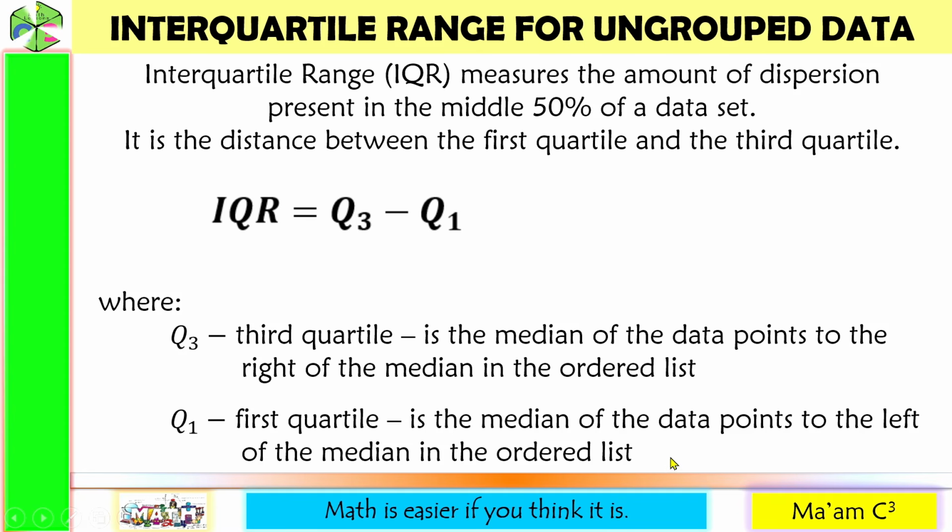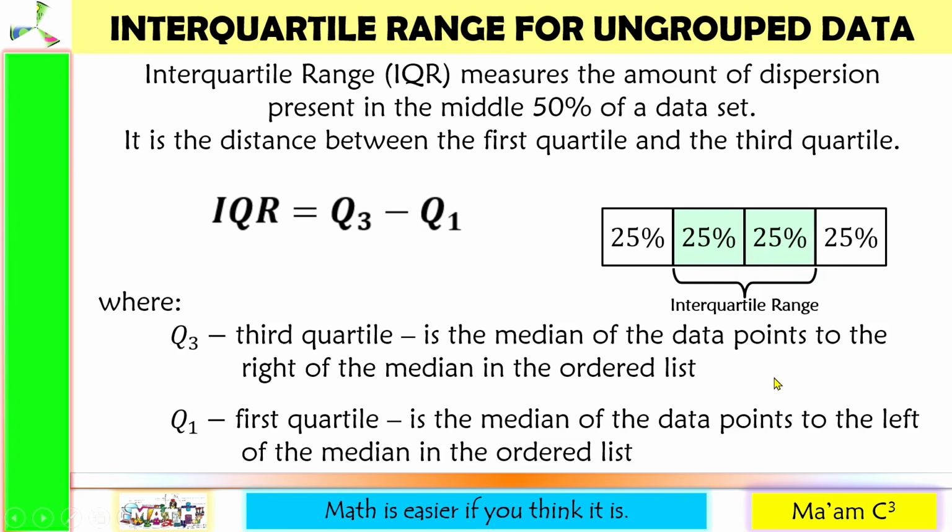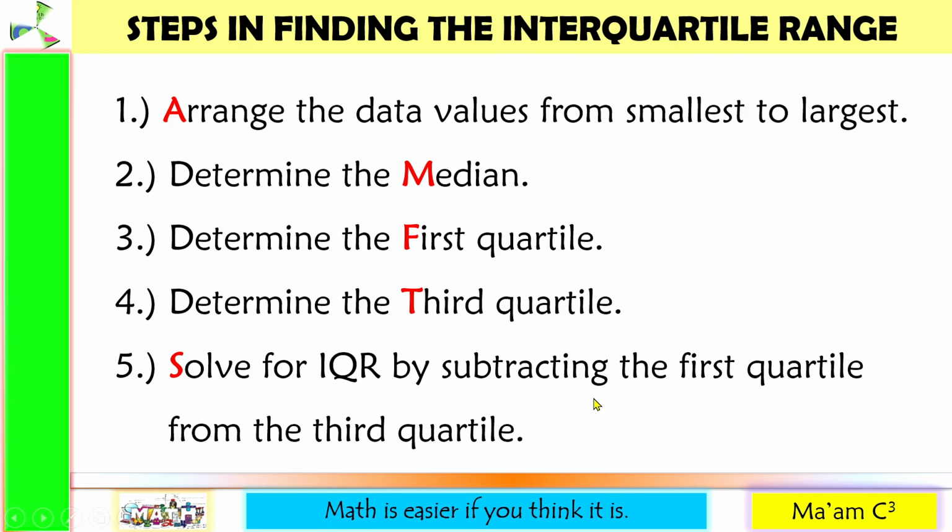To give you an idea, the quartiles divide any distribution that is arranged from smallest to largest into 4 equal parts. So each part here is 25%. The 50% middlemost value is what we call the interquartile range. This is the median or the Q sub 2. This one is the Q sub 3 or third quartile, while this one is Q sub 1 or the first quartile.